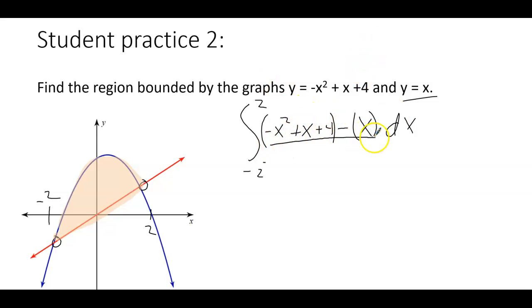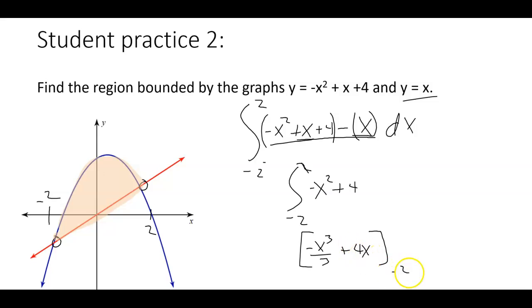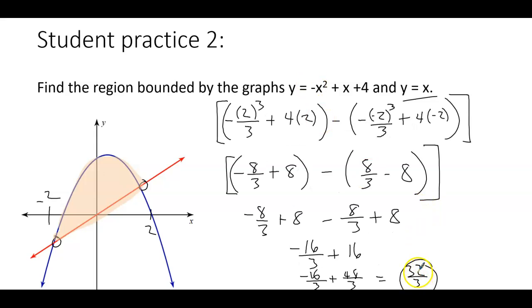Before we begin this one, you want to combine the x's. The positive x and the negative x cancel. So we basically end up with negative x squared plus 4. Then, applying the fundamental theorem of calculus, you're going to get negative x cubed over 3 plus 4x. And then from there, we can go ahead and calculate, and we end up getting 32 over 3.